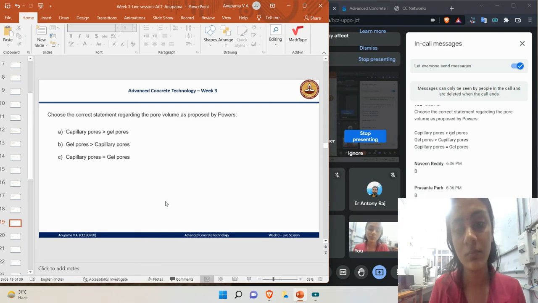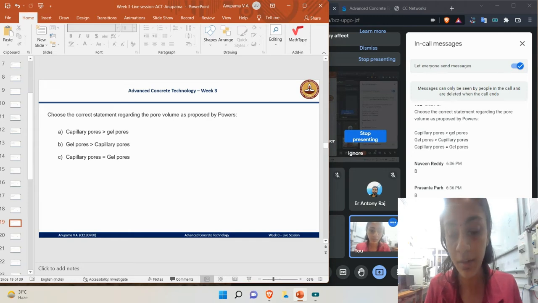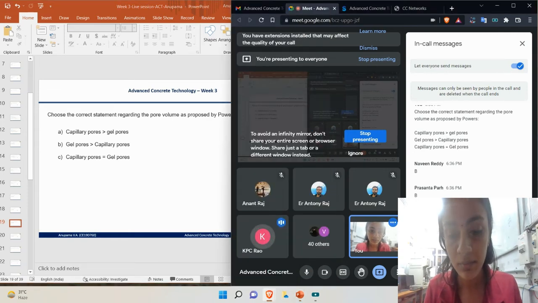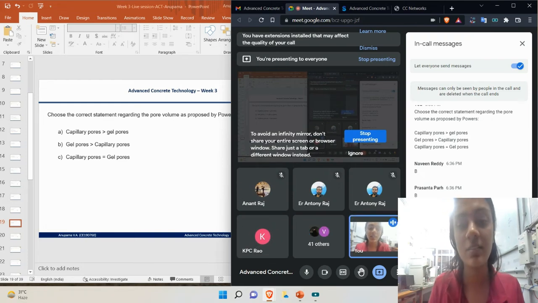Now, one third of the pore space is composed of gel pores, ma'am. This is what Powers said: one third of the pore space is composed of gel pores and the rest are capillary pores. So clearly, Powers told that the capillary pores occupy a greater pore volume than gel pores.